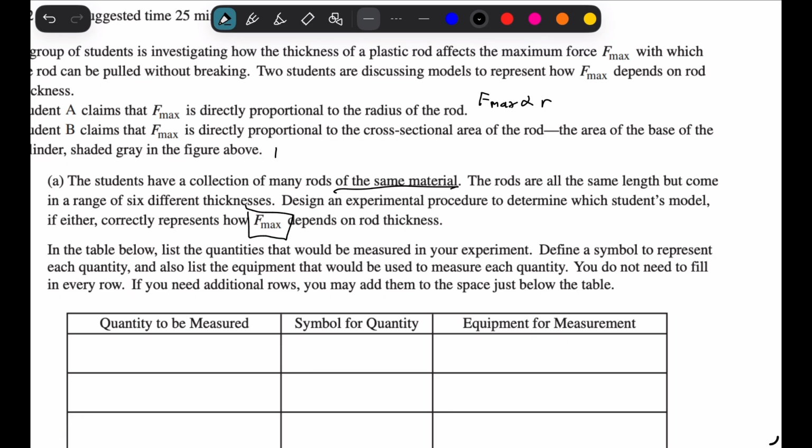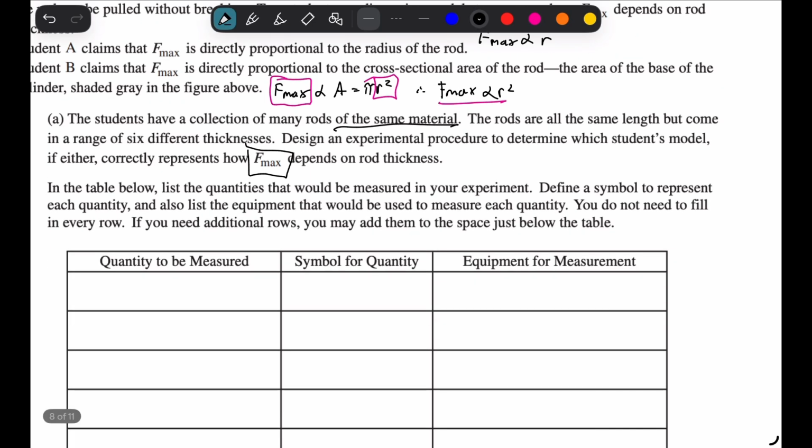Student B is F max proportional to cross-sectional area, and that is going to be equal to pi r squared because we have a circle, right? So that means that F max would be directly proportional to r squared if we're just looking at two things inside of our relationship, and we just get that relationship we can focus on.